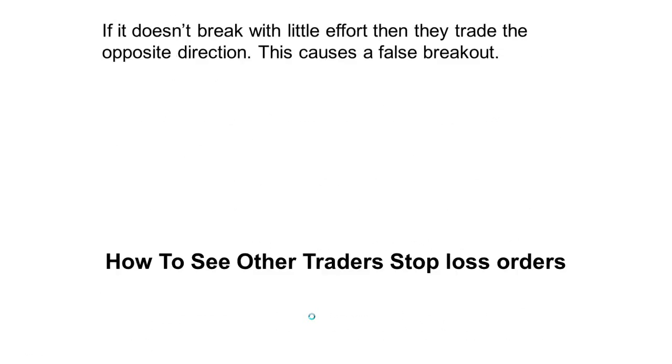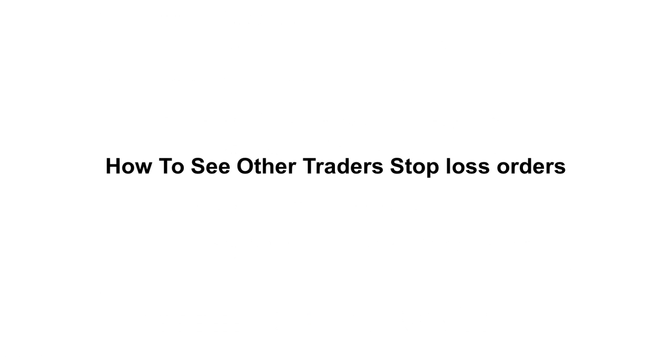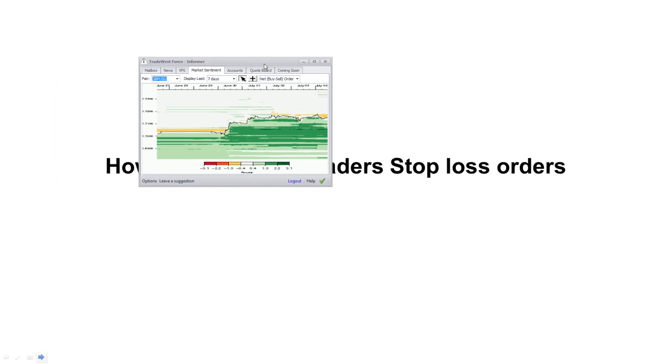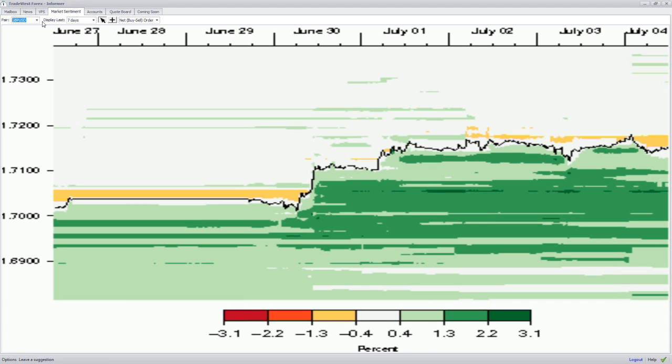Let me actually show you how you can see other traders' stop orders and see this process in action through the market sentiment tool that we have on Informer. I'll give you the link to this in a minute if you don't have this tool downloaded. Here is what it looks like. When you get it downloaded and logged in, you'll see a tab up here that says Market Sentiment. This is a free tool you can use of ours.